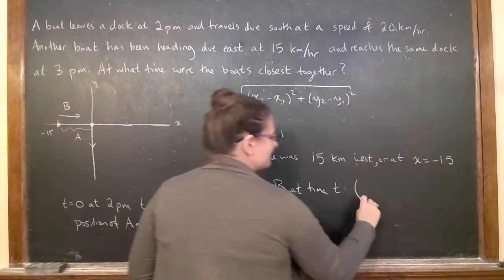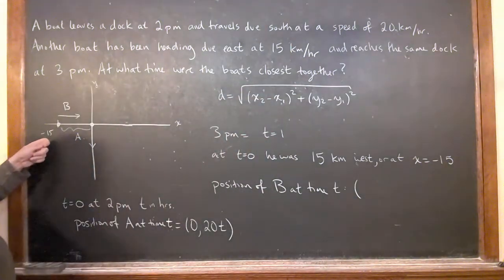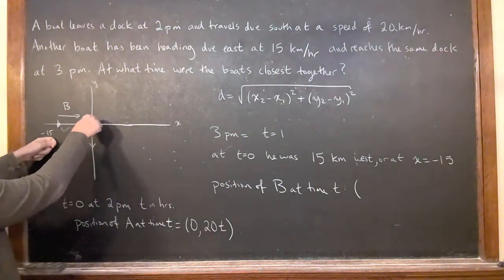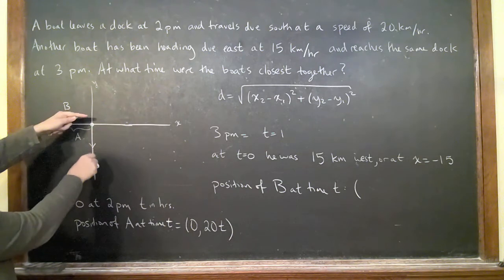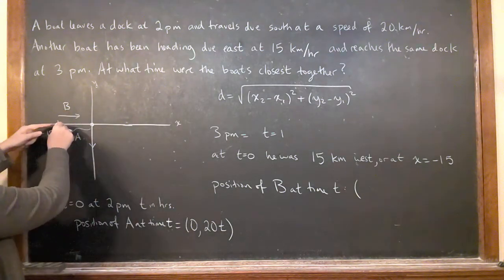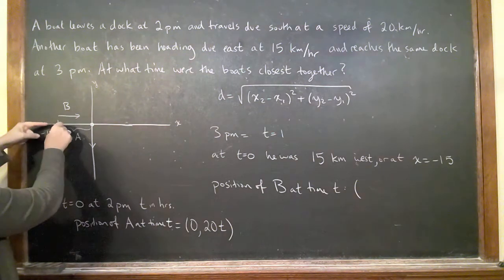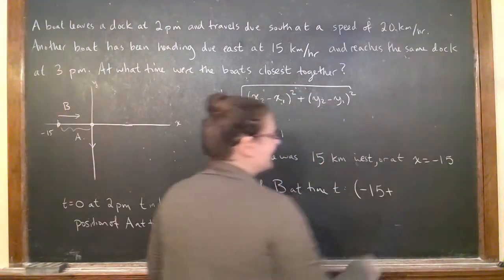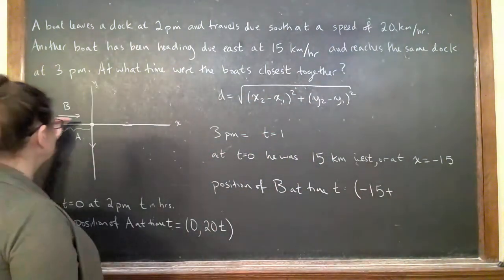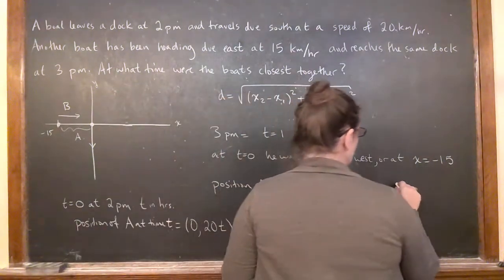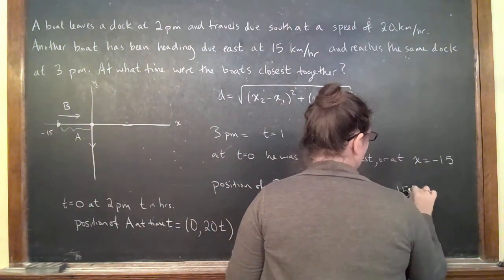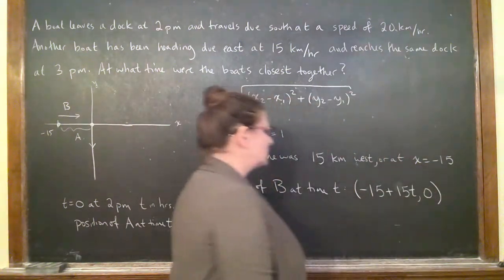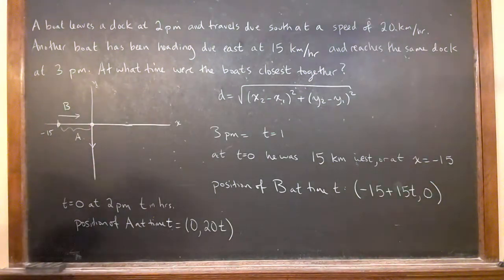at time t, we have to think about it. When t equals 0, he's starting at negative 15, and A is starting at 0, 0, and then they're going like this. So at time t, he's starting for x at negative 15, but as time goes, he is moving plus 15t. But that's along the x direction, he's going due east. In the y direction, he's always going 0.